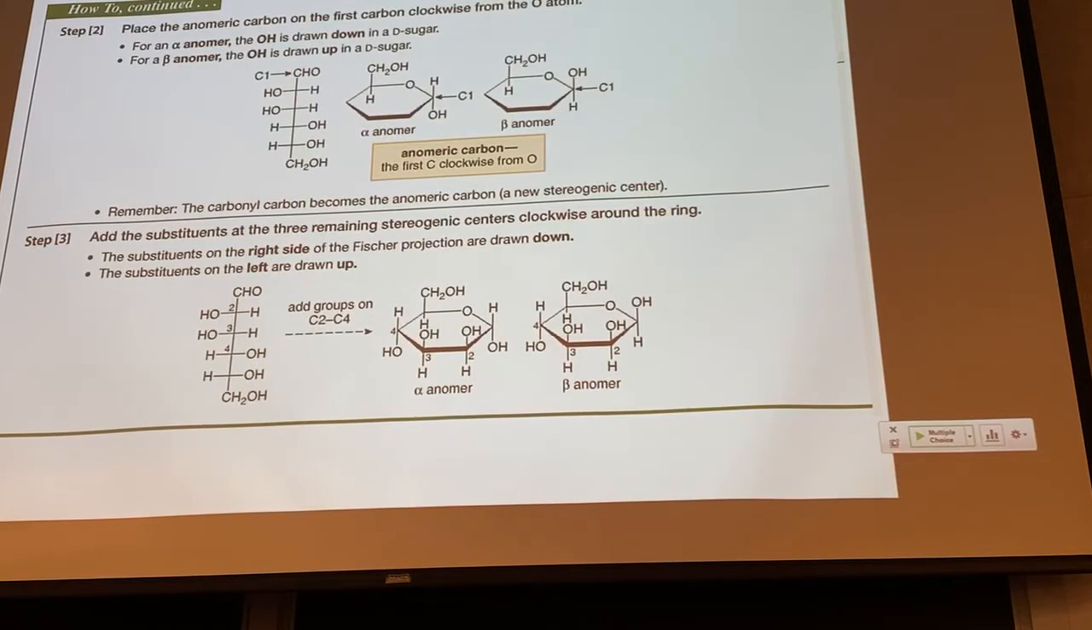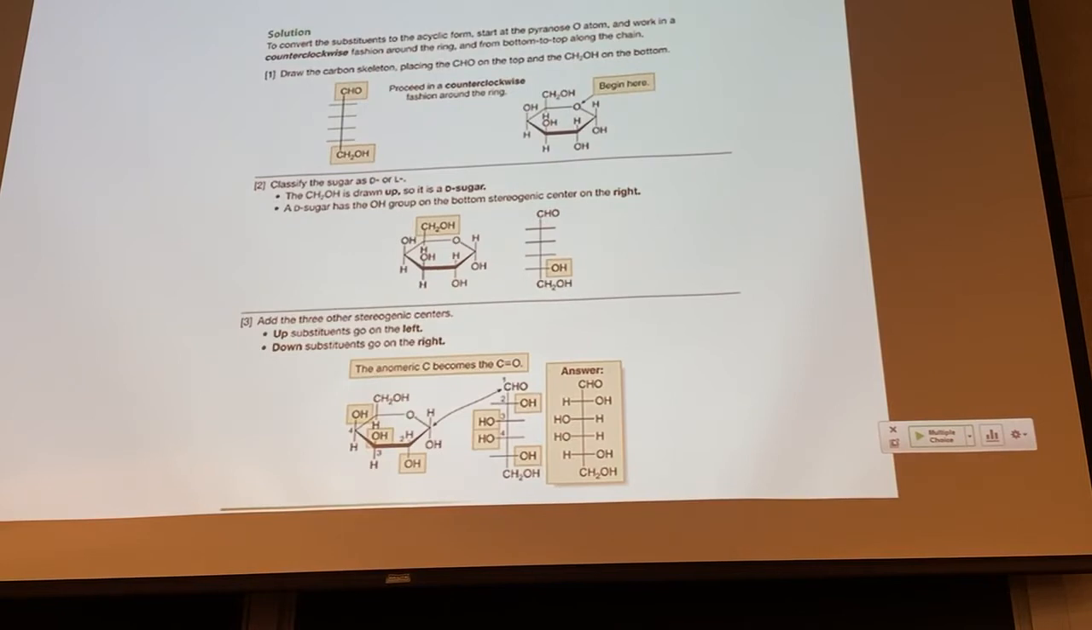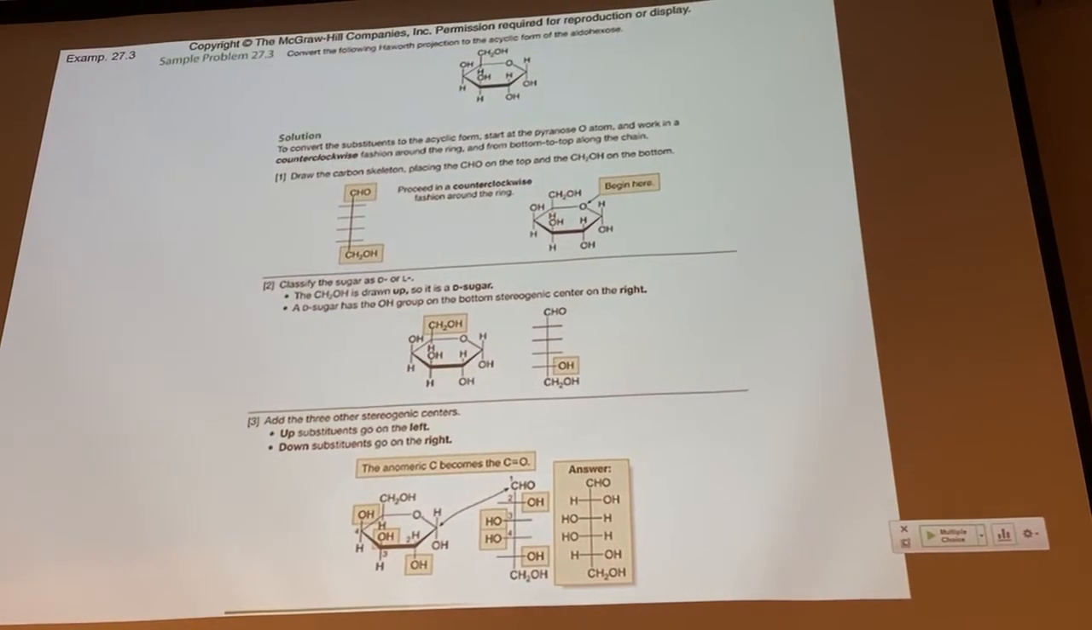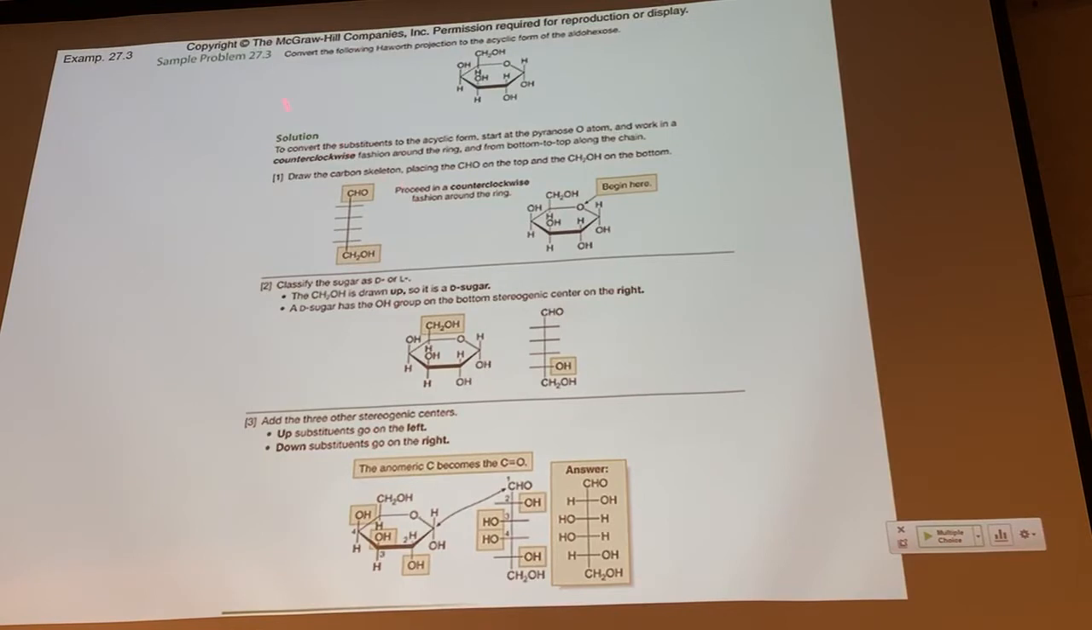Okay? So in addition to being able to convert a Fischer projection into a Haworth projection, we need to be able to go in the opposite direction. We need to be able to take a Haworth projection and convert it into a Fischer projection. And that's what this sample problem shows us. So the first thing we want to do is draw our aldehyde and our primary alcohol in the product. We know that the aldehyde is going to be at the top, primary alcohol is going to be at the bottom. Second thing we do is determine if it's a D sugar.